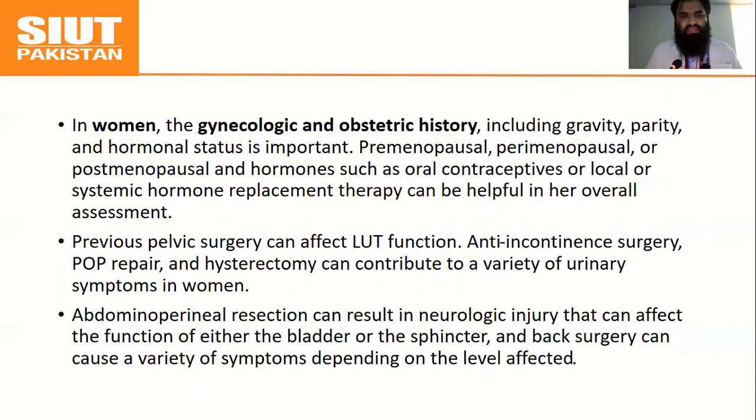In the past medical history of women, the gynecological and obstetric history is compulsory, including gravidity, parity, and hormonal status, which shows premenopausal, perimenopausal, or postmenopausal status. Hormonal therapy such as oral contraceptives and local or systemic hormone replacement therapy will help in assessment of the lower urinary tract.